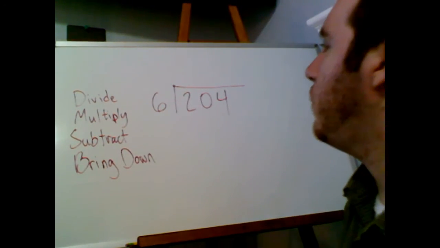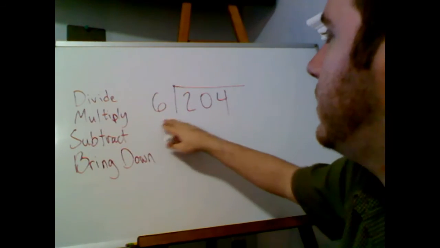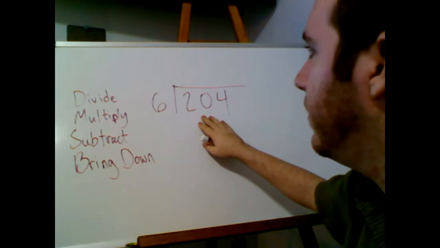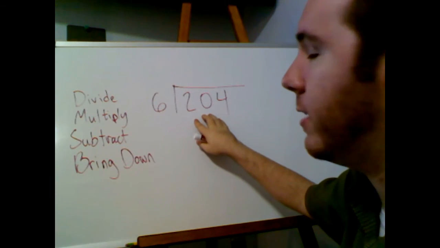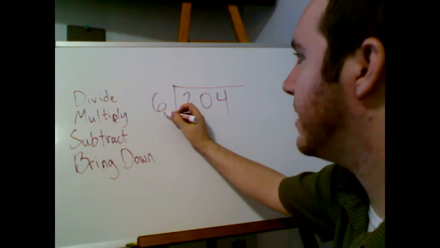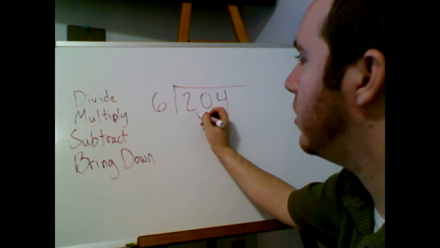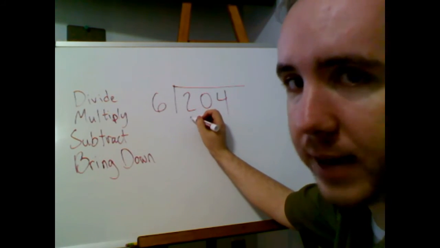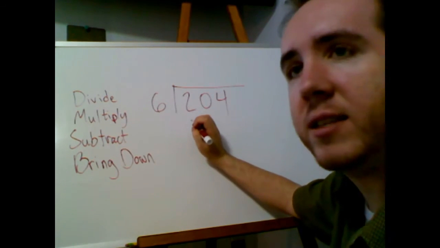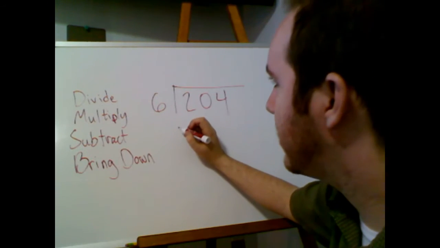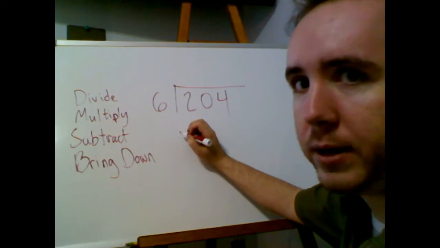All right? When we divide, we put 6 into 20. Now we can't fit, I picked 20. We see 6 and we see which number it can go into. It can't go into 2. 6 does not fit inside of 2. But 6 does fit inside of 20. And 6 will fit inside of 20 3 times.